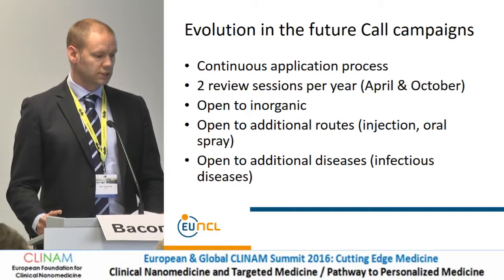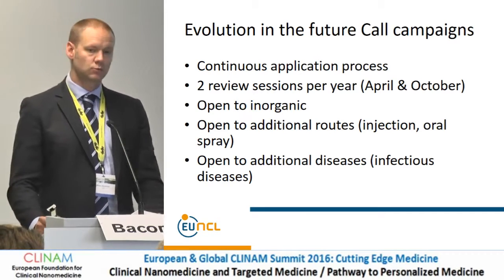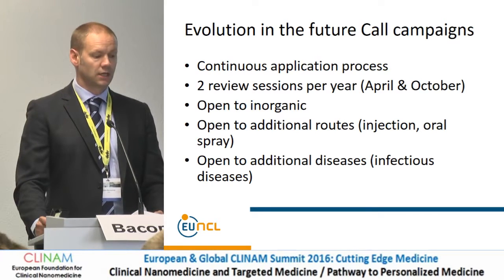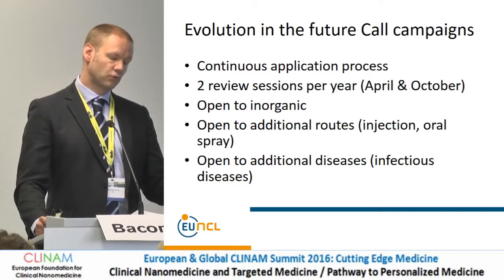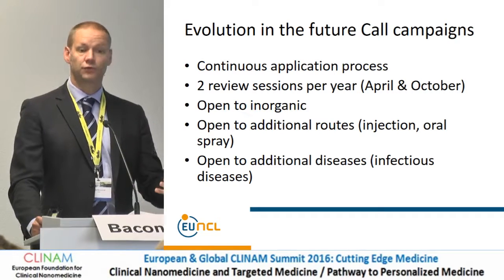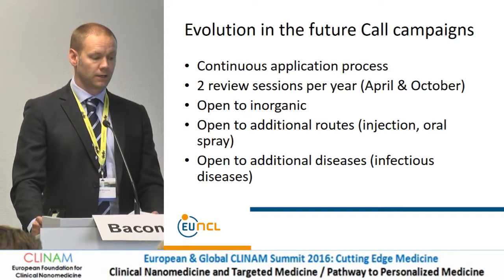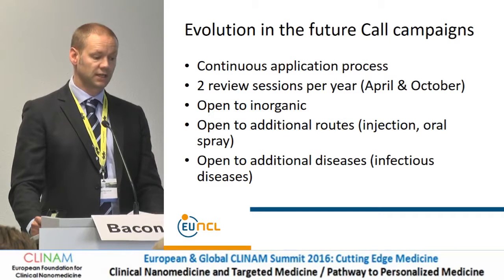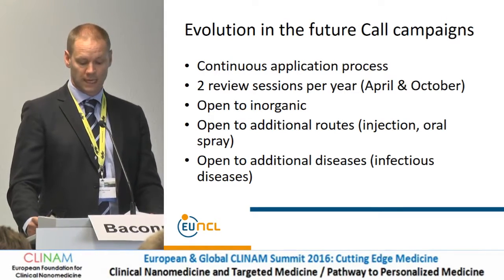So what will change in the future regarding the EUNCL call campaigns? We will go through a continuous application process with 2 review sessions, one in April, one in October. We are opening to inorganic, and for the 3 inorganic applications we had in the first call, we will directly review them in the second review session in October. We are opening additional routes, injection, oral, and sprayed, and we are opening additional diseases like infectious disease. The initial one was cancer focused, but we're moving to additional diseases.